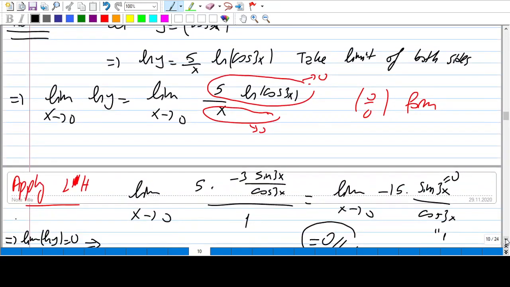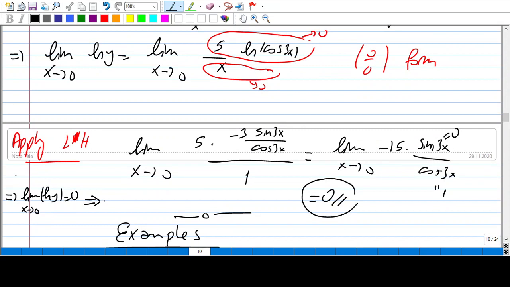Then this can be written in the following form: ln of the limit as x goes to 0 of y equals 0. If ln of a function equals 0, then this function must be 1. So the limit as x goes to 0 of y must be equal to e to the power 0, which is 1. This is the result.